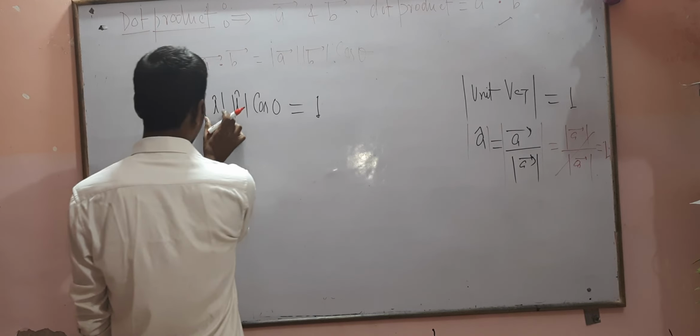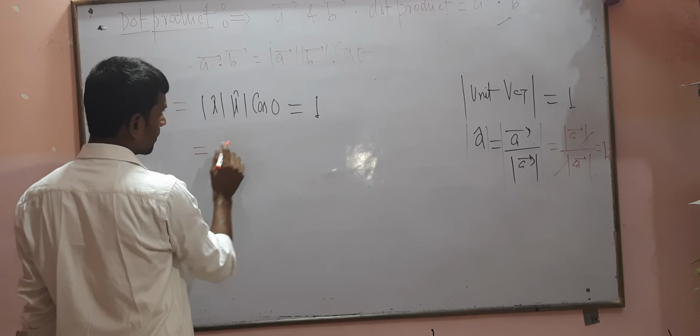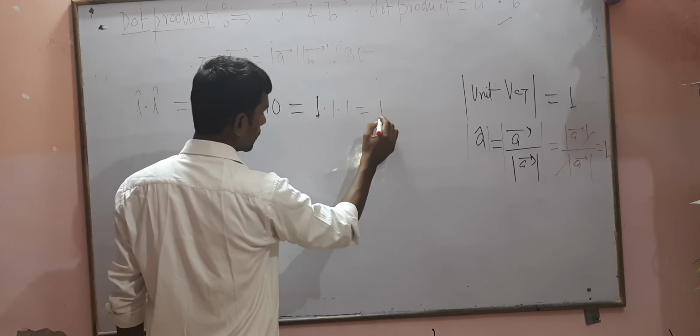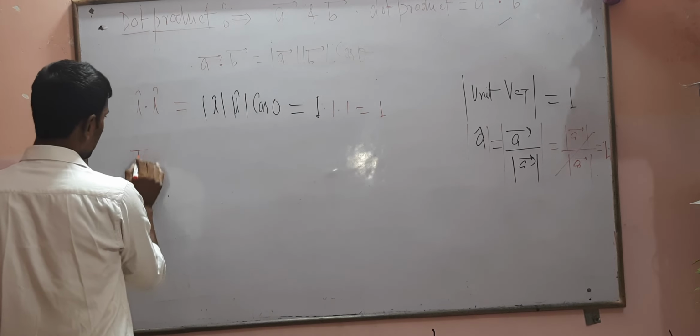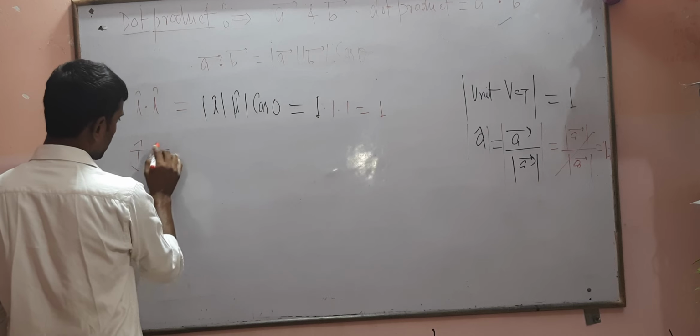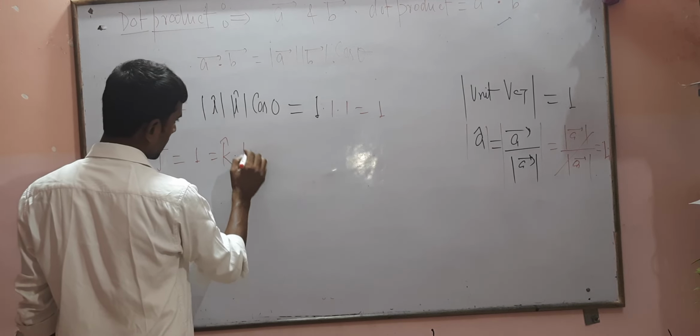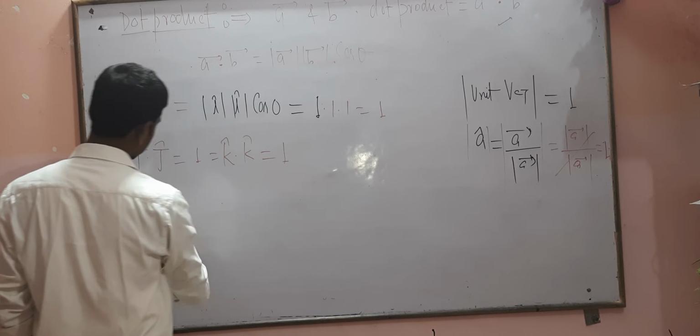This implies that we can say mod of I cap is 1, mod of I cap is also 1, so 1 into 1 into 1 equals 1. Similarly, we can say j cap dot j cap equals 1, and likewise k cap dot k cap equals 1. Okay.